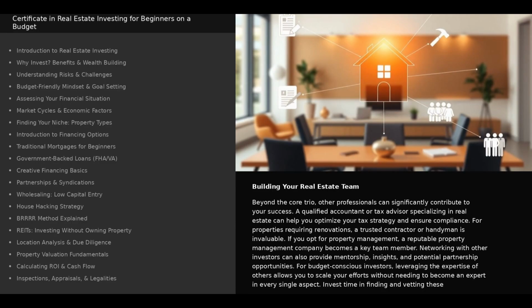Beyond the core trio, other professionals can significantly contribute to your success. A qualified accountant or tax advisor specializing in real estate can help you optimize your tax strategy and ensure compliance. For properties requiring renovations, a trusted contractor or handyman is invaluable. If you opt for property management, a reputable property management company becomes a key team member. Networking with other investors can also provide mentorship, insights, and potential partnership opportunities.